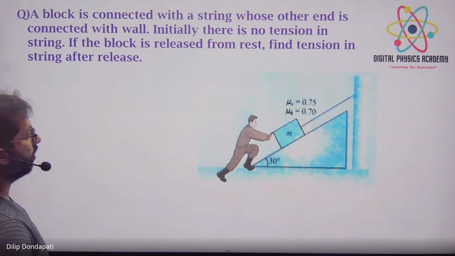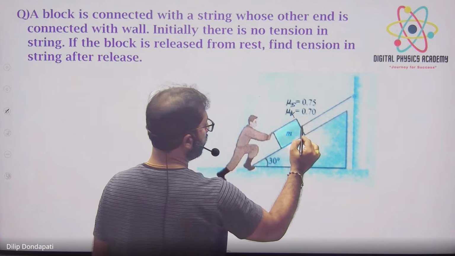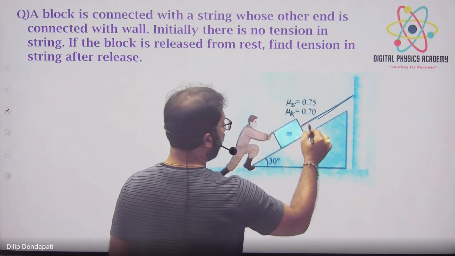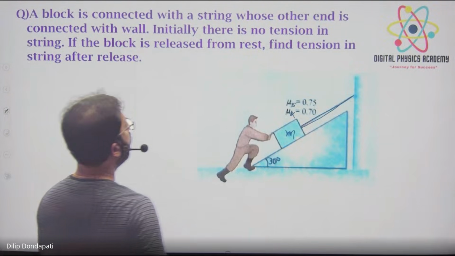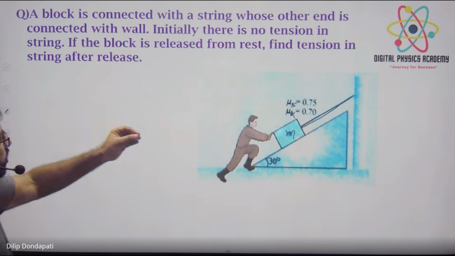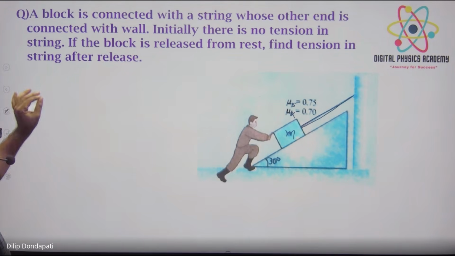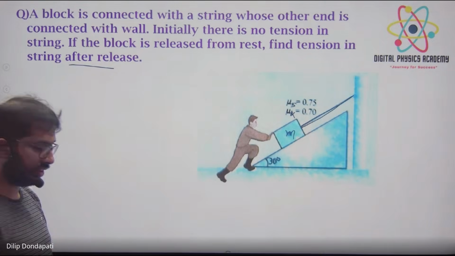Same thing, mu s is 0.75, mu k is 0.70. A block of mass m is attached to the wall, on a 30 degree incline. Now what is it asking? A block is connected with a string with the other end connected to the wall. Initially there is no tension in the string. If the block is released from rest, what is the tension in the string just after release?